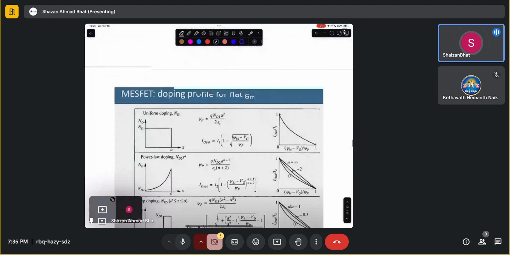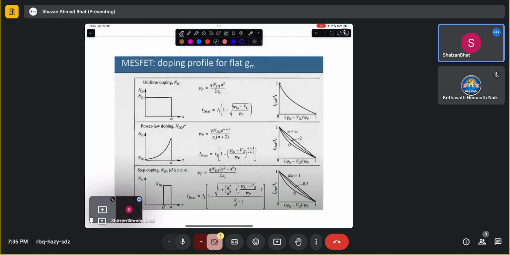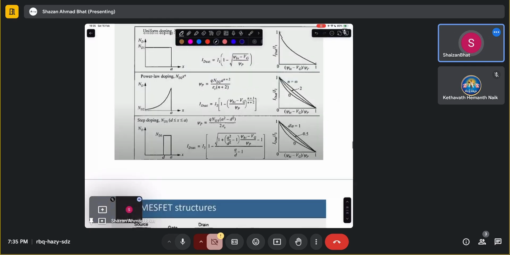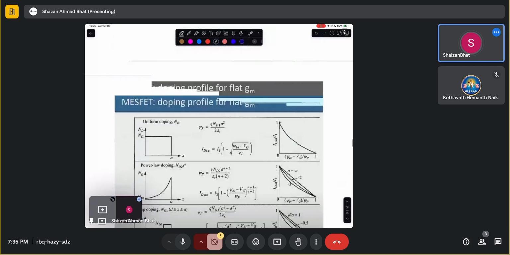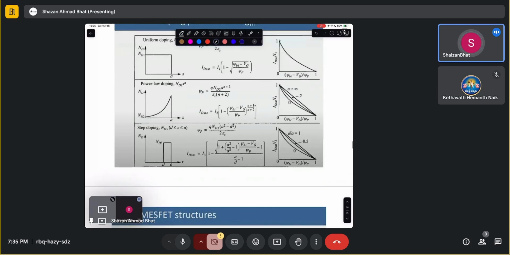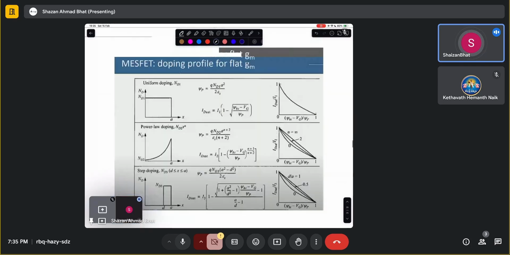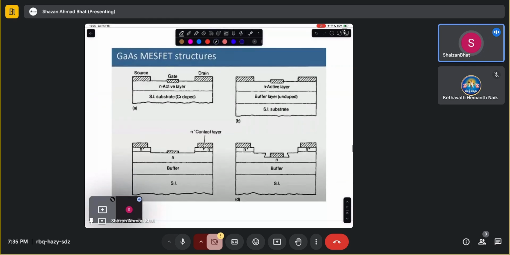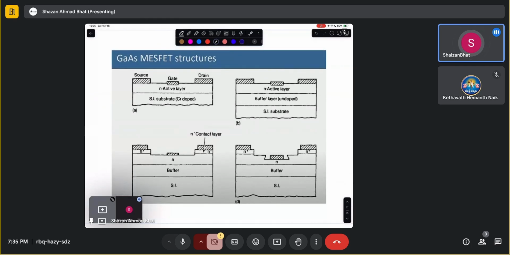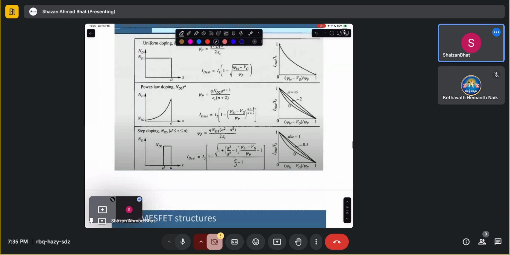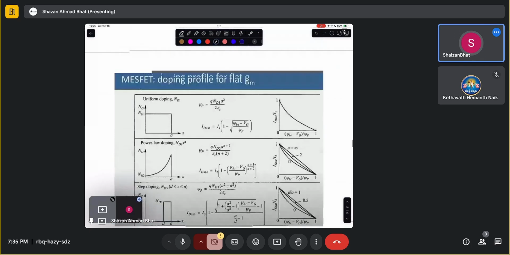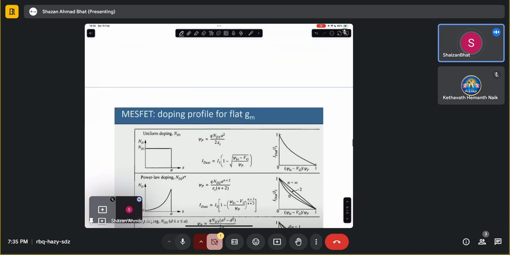Now, doping profile for flat GM. Let's skip this part if there is not enough time, or I think the professor has covered this particular part, because I've taken this from his slide. Yeah, from now let's talk about this. I don't want to skip it.